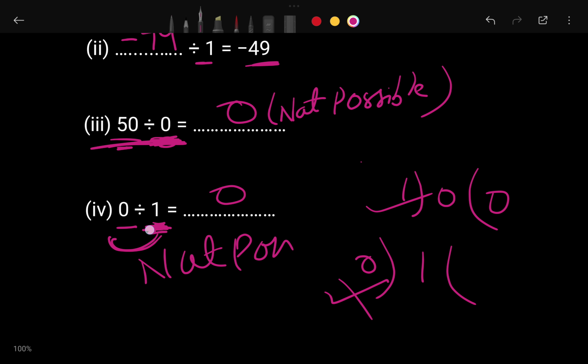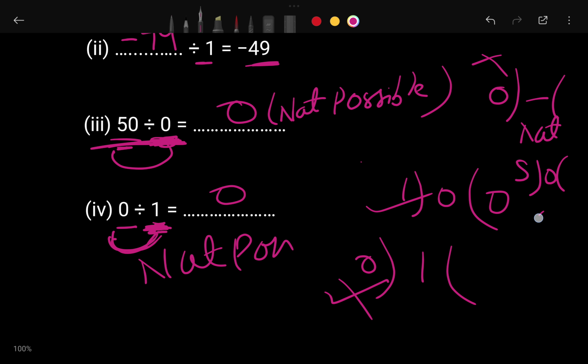Okay, but here this is 1, so when you divide 1 by 0, that is going to be 0. But when it's 0, when you divide by any number, it is not possible. Remember, when you divide 0 with any number, not possible. When you divide any number with 0, its answer will be 0. This is an important concept.